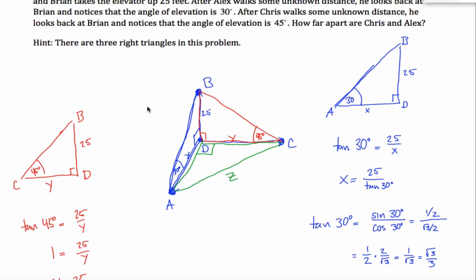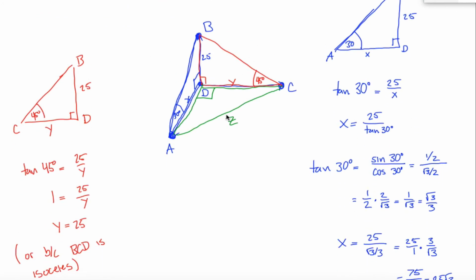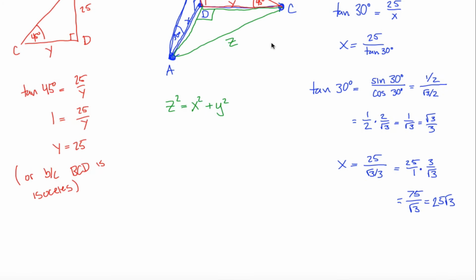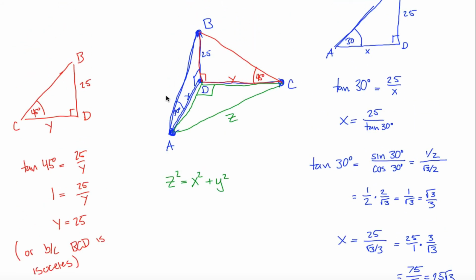When you read the question, it asks you how far apart are Chris and Alex, aka what is z? Well, I can figure out z using the Pythagorean theorem. I know that z squared has to be equal to x squared plus y squared. The square of the length of the hypotenuse of a right triangle is always equal to the sum of the squares of the lengths of the legs, aka a squared plus b squared equals c squared. But I don't want to use a, b, and c because those kind of denote the points in this problem, so I'll use x, y, and z.